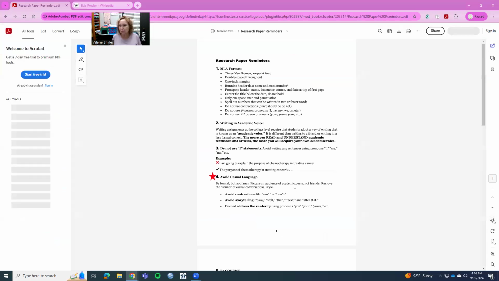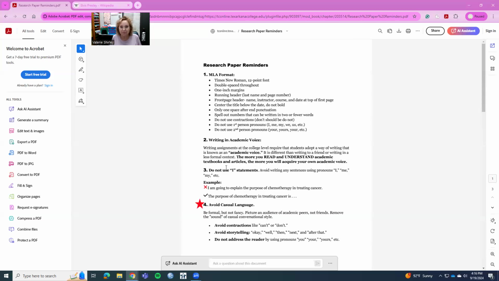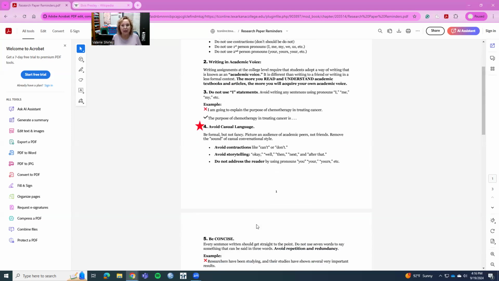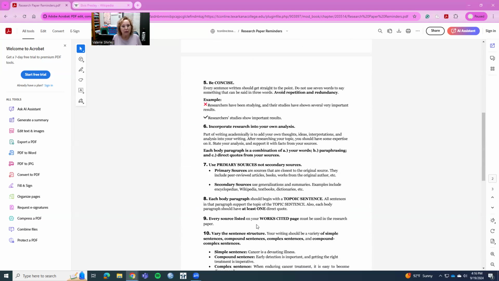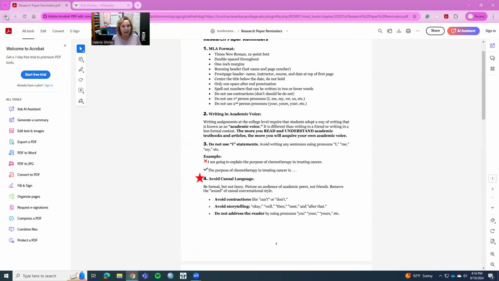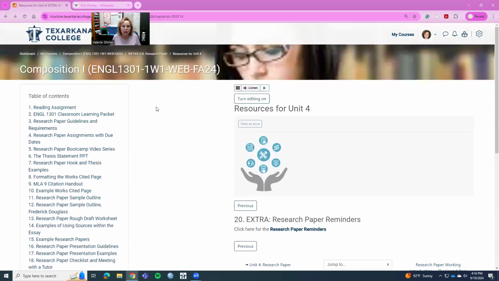Mostly, I'm in love with this little handout because it talks about remembering to use academic voice, that we don't use contractions when we're writing an academic paper. It just gives you some reminders, some things to think about as you work on that paper. Okay, those are all 20 resources.